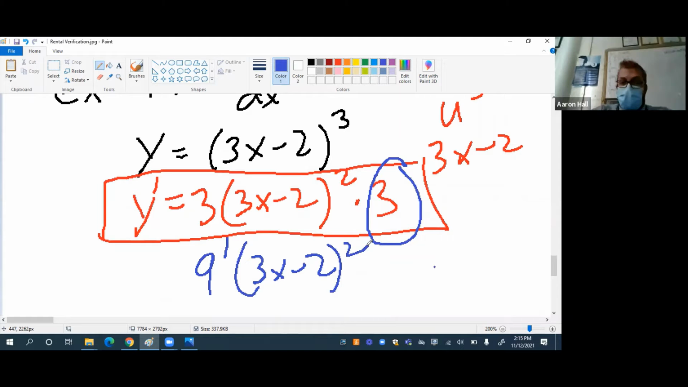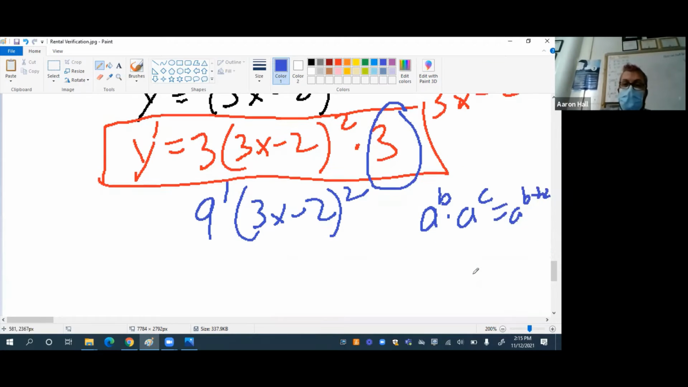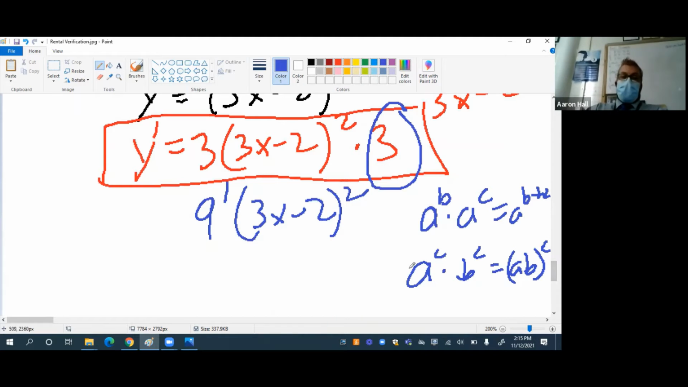I have a rule of exponents that says with the same bases and different exponents, I can add the exponents. I have another rule that says if I have different bases but the same exponent, then I can just multiply the bases and get the same exponent. There is no law that allows me to combine when I have different bases and different exponents. So I can't do anything more than that, unless I want to expand this to be (3x minus 2) times (3x minus 2), and then distribute that.